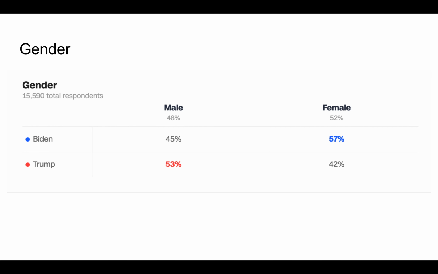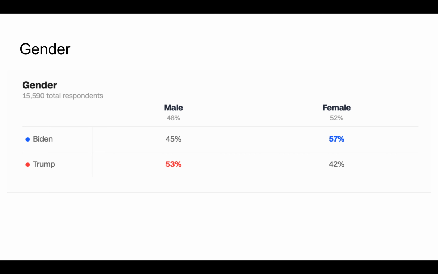Now, by gender. Biden won the female voting bloc by 15 points, while Trump won the male bloc by 8 points in 2020. However, these two blocs are pretty similar in their populations. Males took about 48% of the electorate, while females took about 52%. Thus, by these numbers, you can clearly see that Biden did win the popular vote in 2020.